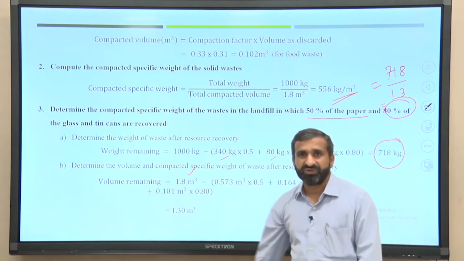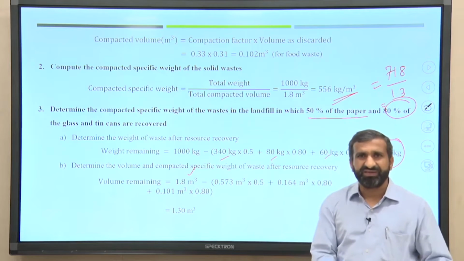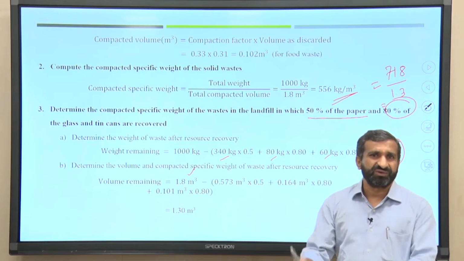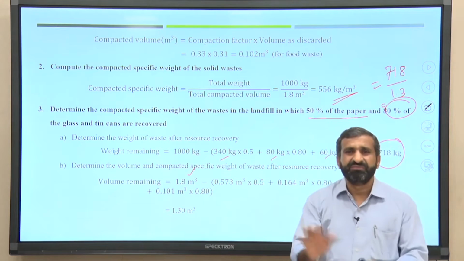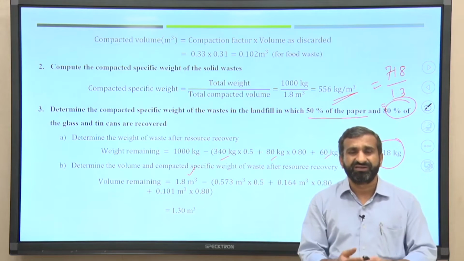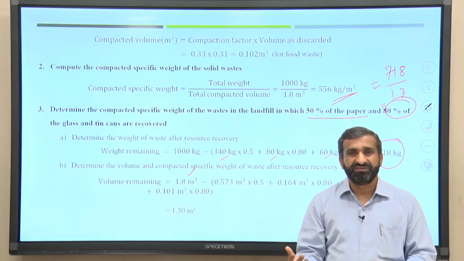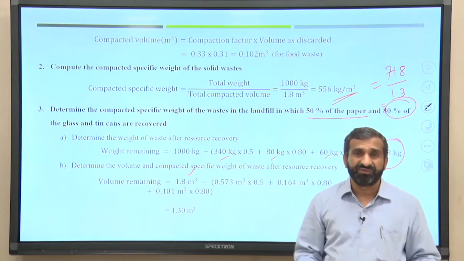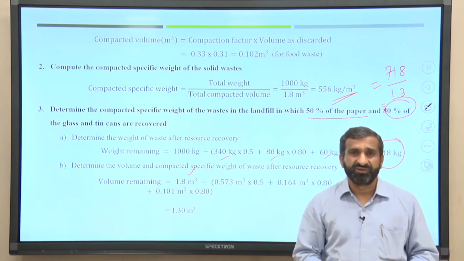I think these are very simple examples to calculate the area and also the specific weight of the waste. By this way we can calculate how much area will be required and how much the specific weight will come up to for compacted waste, if you have the proper data.